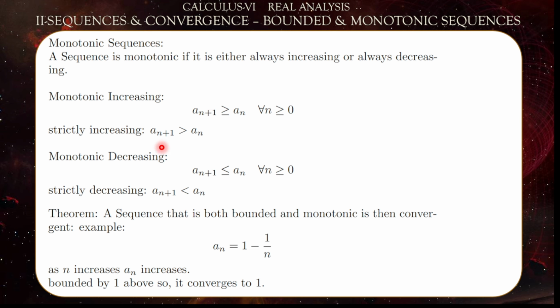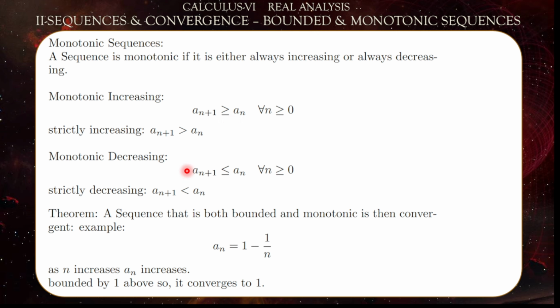Now, strictly increasing means that there are no plateaus. There are no values for which an plus 1 is equal to an. It's always strictly increasing. Meanwhile, for the increasing example, where you have an plus 1 is greater than or equal to an, you might have for some values a stabilization where the values are not increasing all the time.